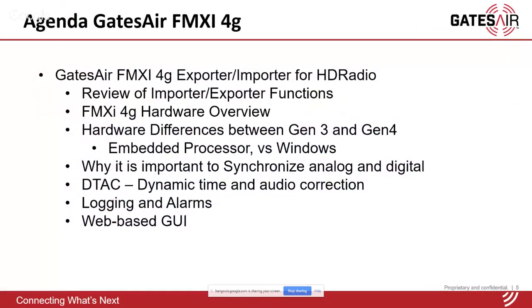This will be our agenda for today. We'll start out by reviewing the functions of the importer and exporter in an HD system. We'll look at the hardware of the FMXi 4G and how it compares to other Generation 3 hardware, as well as other manufacturers of some of the Gen 4 hardware. I'd like to spend a little bit of time discussing the importance of the analog and digital time alignment for broadcasting an HD system, and also how this new platform can automatically help maintain that. And then finally, we'll take a look at the GUI and do some setup and interaction with the FMXi 4G. And as Keith mentioned, we'll take some questions towards the end.